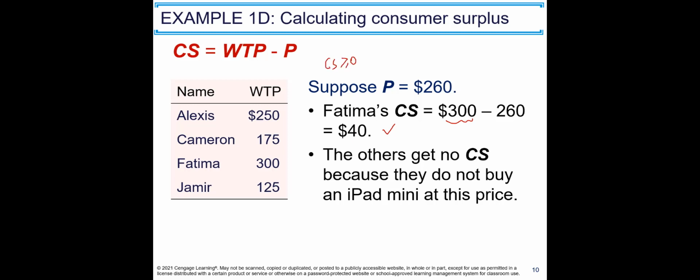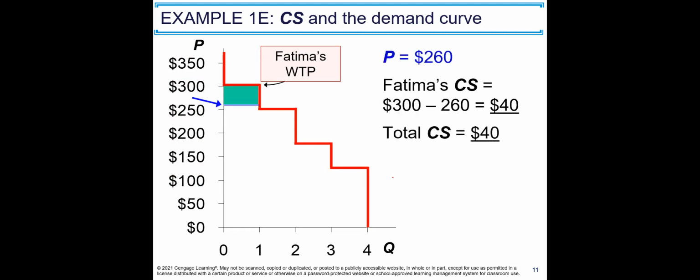It cannot be negative. If willingness to pay is less than price, consumers are not going to buy, therefore their consumer surplus is 0. So total consumer surplus in this market is $40. Let's understand the consumer surplus on the demand curve.